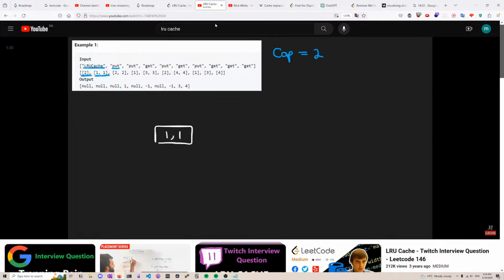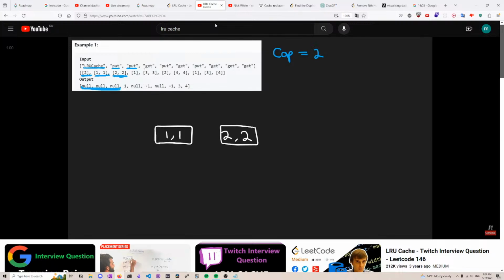Because we want to remove the least recently used. So we got to kind of remember in what order are we adding these values in. The next one is another put operation, and we're putting 2, 2. Of course, for these first 3 operations, we're not really returning anything, so the output is going to be null.